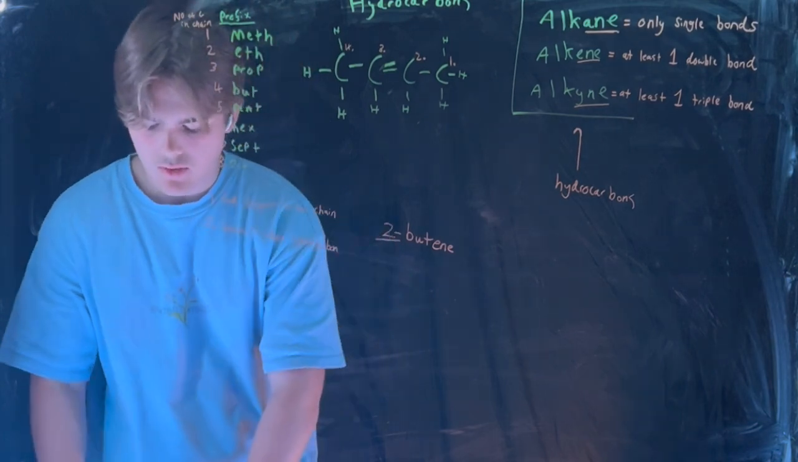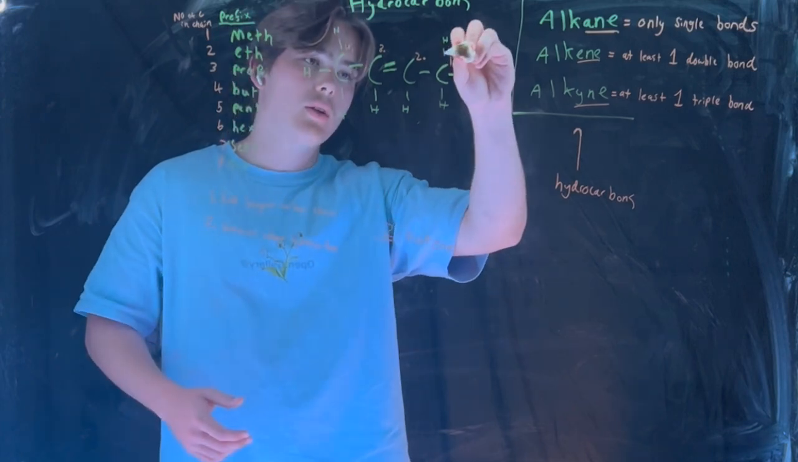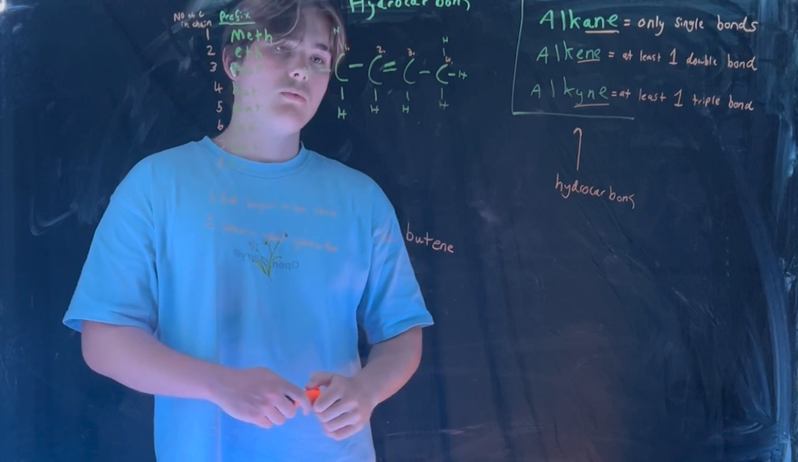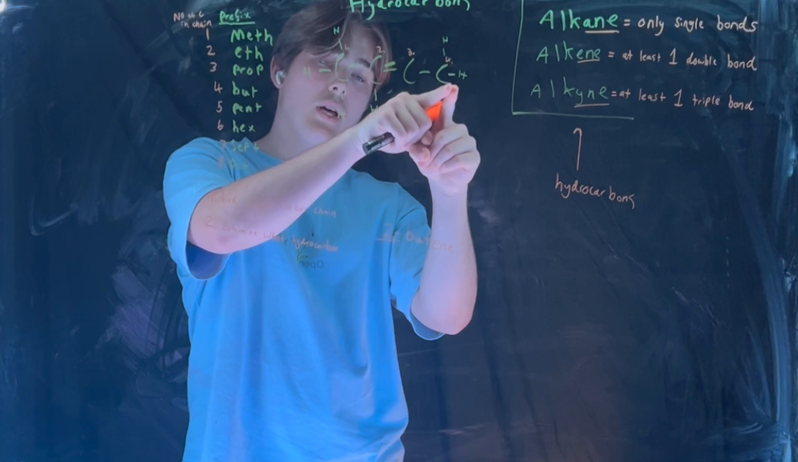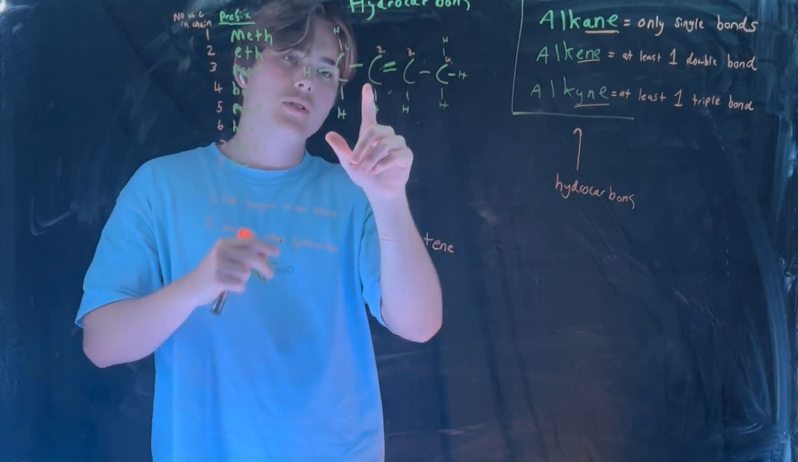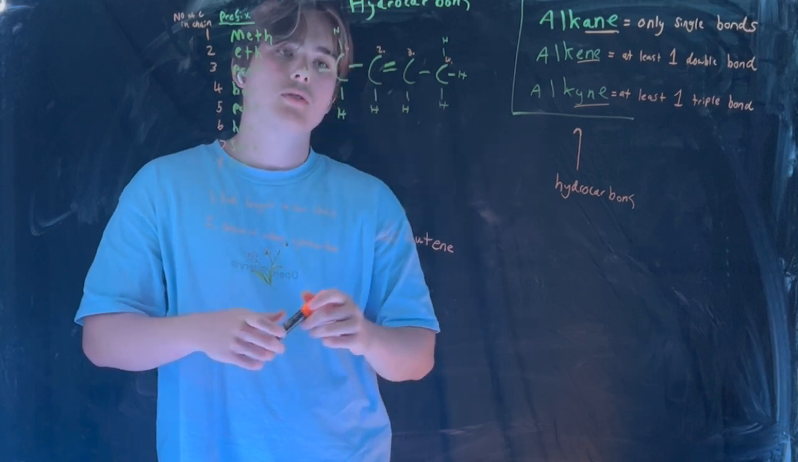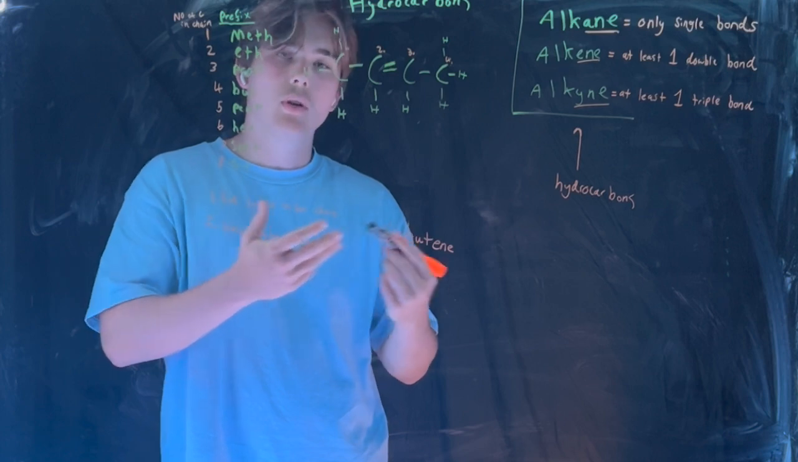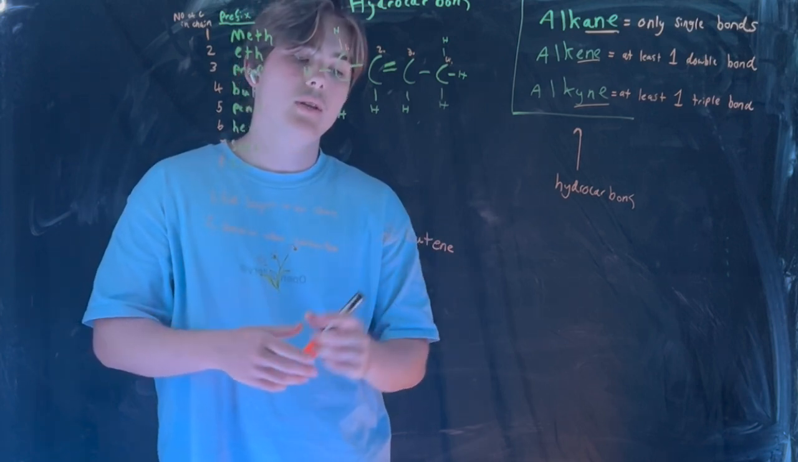Now I want to show you something else here. Let's say we label them the other way around, okay? Now the name doesn't change, because even if we count the carbons from this direction to that direction, that double bond is still going to be on the second carbon. So for this particular molecule, it doesn't matter which way we look at it, we're still going to have the same name. Alright, 2-butene.